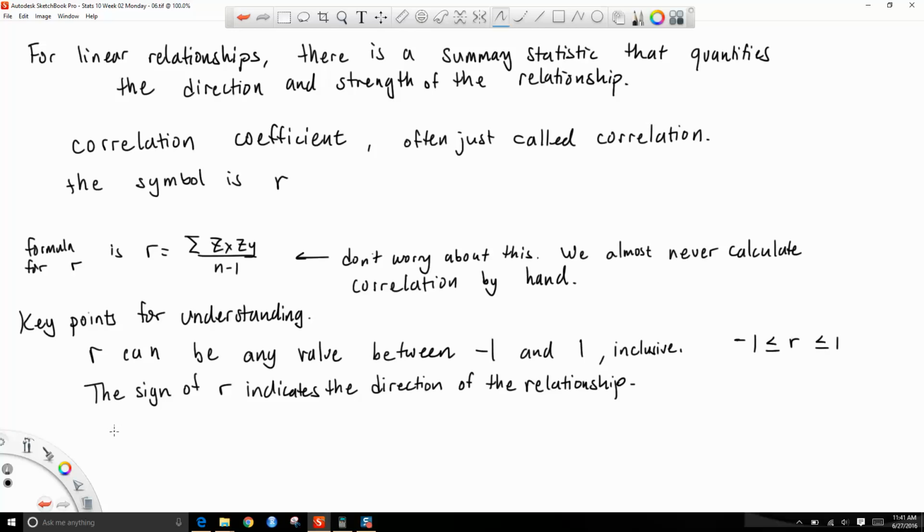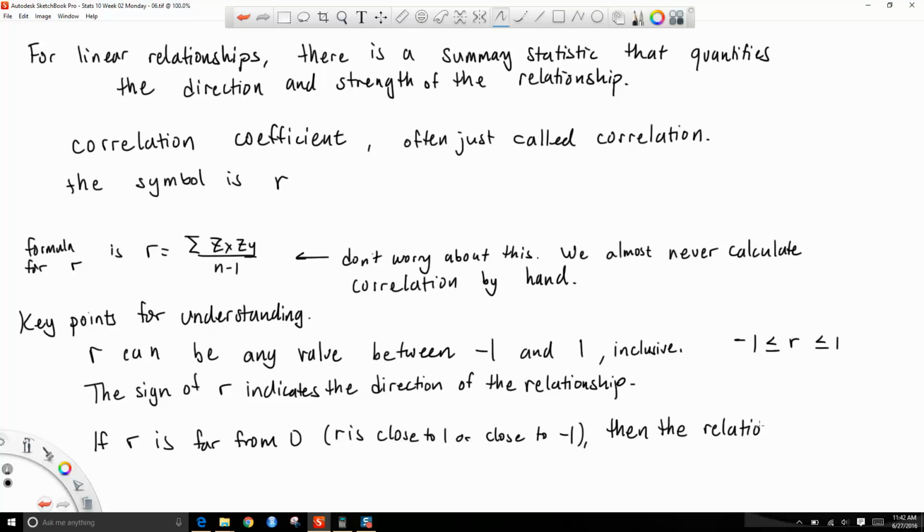And the distance that R is from 0 indicates the strength. So if R is far from 0, what does it mean to be far from 0? R is close to 1 or close to -1, then the relationship is strong. And if R is near 0, then the relationship is weak.